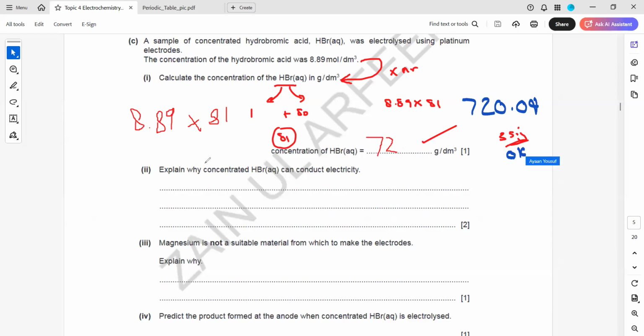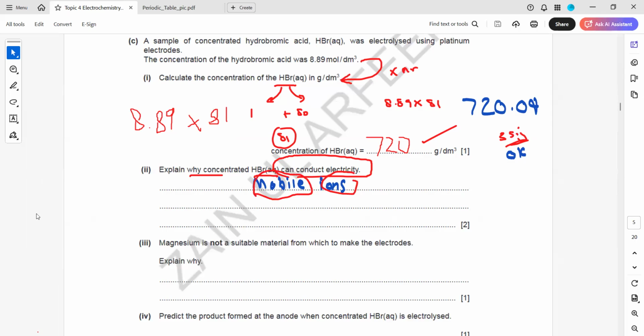The next is: explain why concentrated aqueous HBr can conduct electricity. What is the reason? Because the ions are free to move. If you use the term electron for an ionic compound, you will lose the mark. You have to use the term that it has ions which can move. So what is the distribution of the marks? 1 mark is for referring that ions are there, and 1 mark is for referring that they can move.